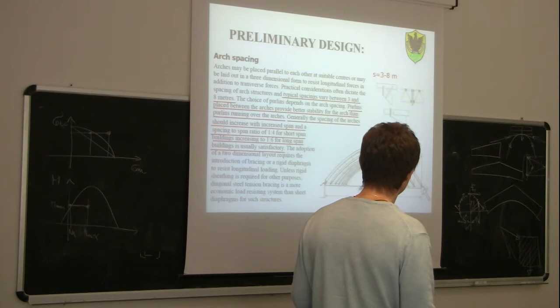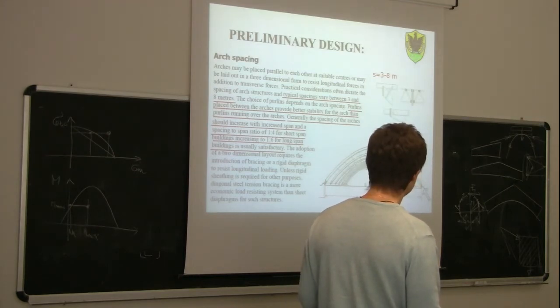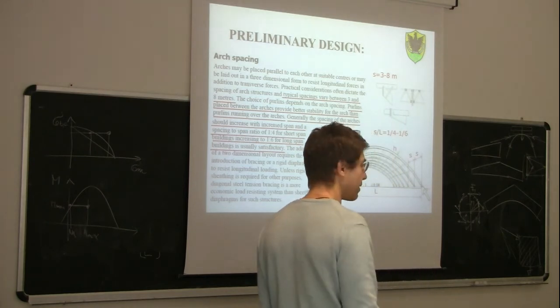There is this ratio that should be in some way complied with. So the ratio between the spacing and the span should vary between 1/4 and 1/6. 1/4 for short span buildings and 1/6 for long span buildings.